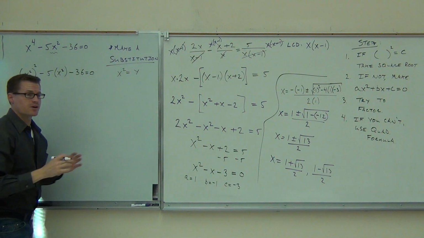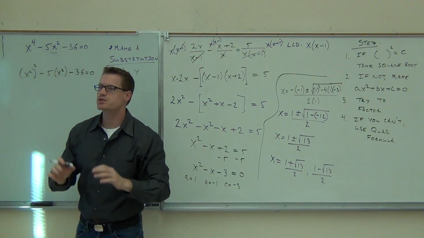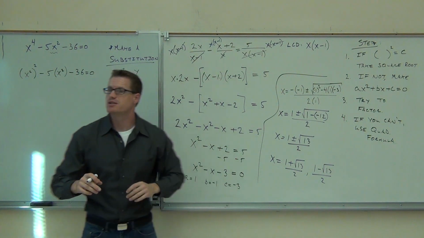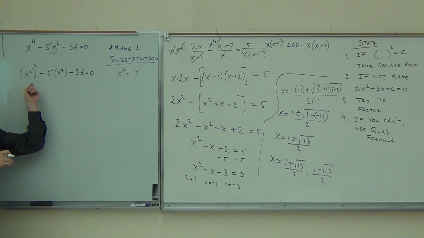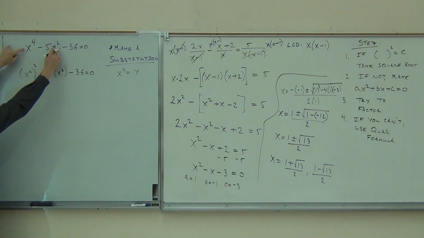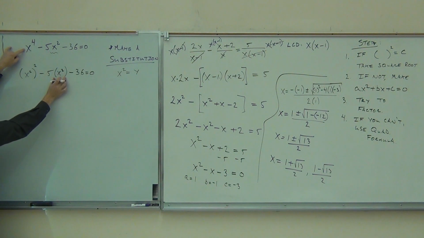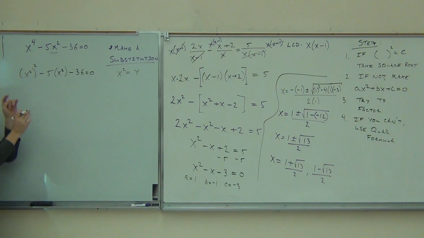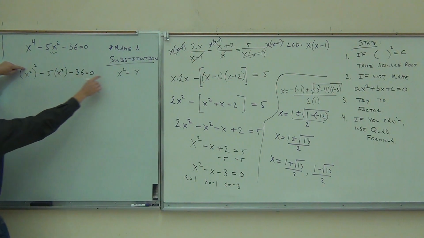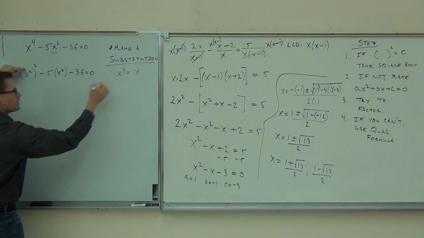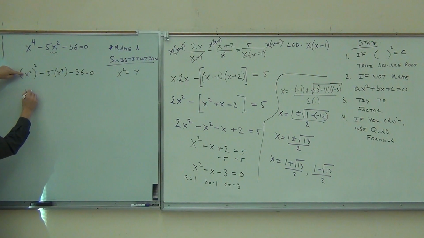equal some dummy variable, like y. In this case, here's what you can do. Instead of x squared, what am I going to put? Y. What we did here is we translated this into some expression and some expression squared. Then we let a dummy variable take the place of that. So instead of x squared, I can put y. Squared. This would be y to the what power? Squared.